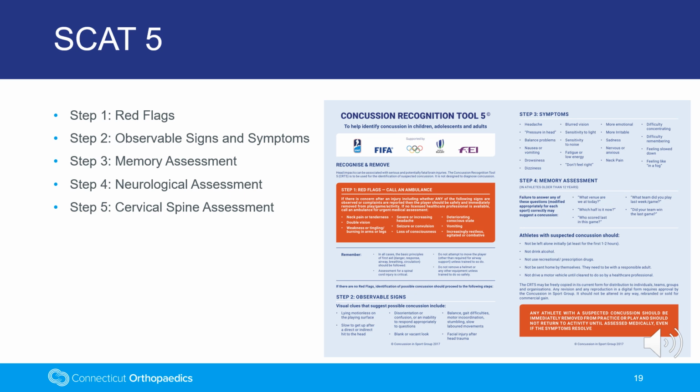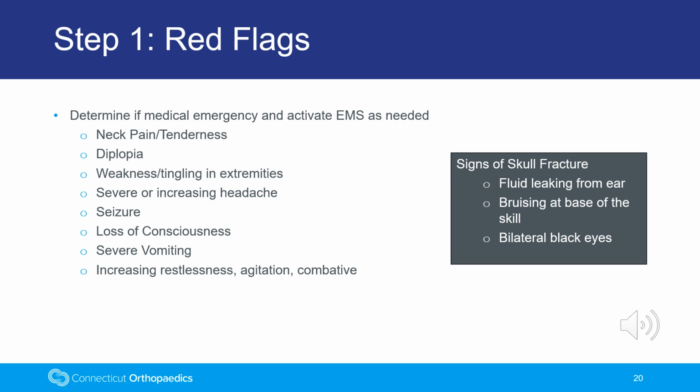It consists of 5 steps including red flags, observable signs and symptoms, memory assessment, neurological assessment, and a cervical spine assessment. We will delve deeper into each of these categories in the upcoming slides. Step 1 of the SCAT-5 is red flags.